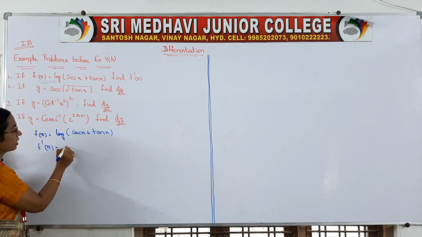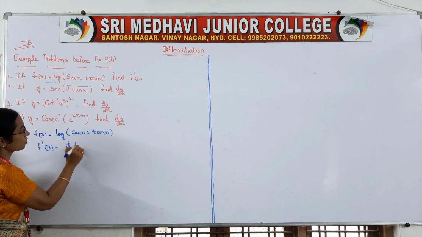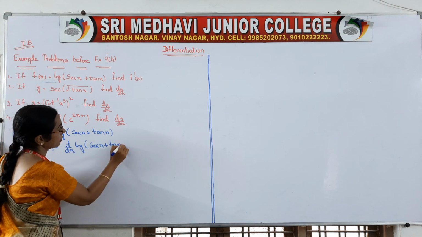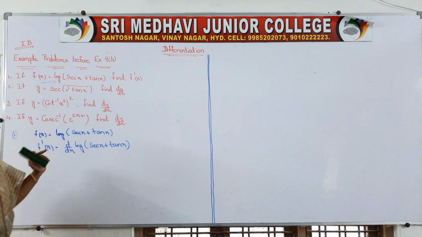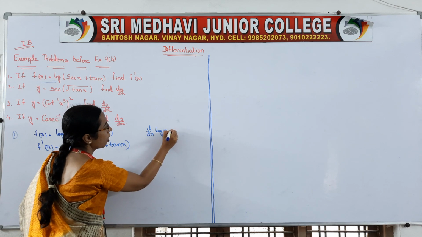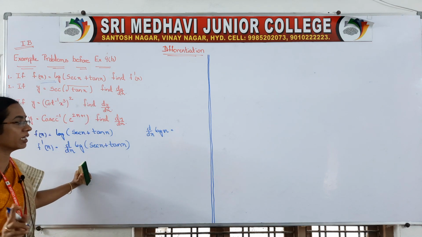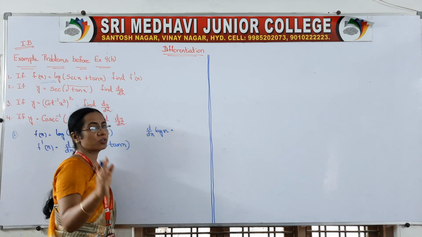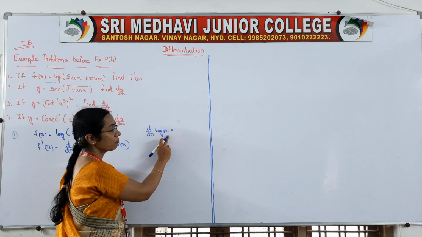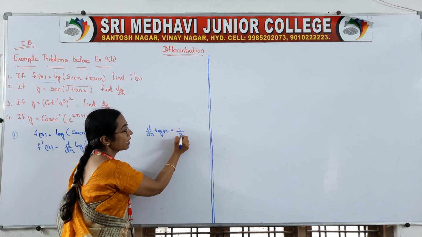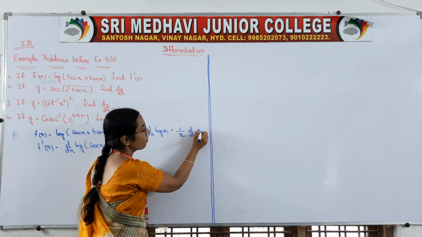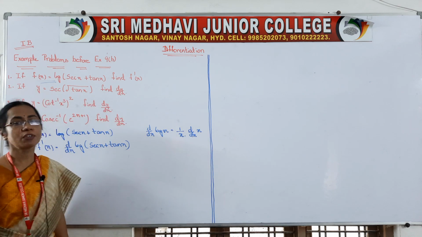How will we find f dash x? Normal differentiation, d by dx of log of secant x plus tan x. Okay, so d by dx of, you know your standard formula. What is that? D by dx of log of any variable. I said so many times, this x is a general value. Instead of x we can take any value here. So d by dx of log of any variable is equal to 1 by that variable into d by dx of that variable.